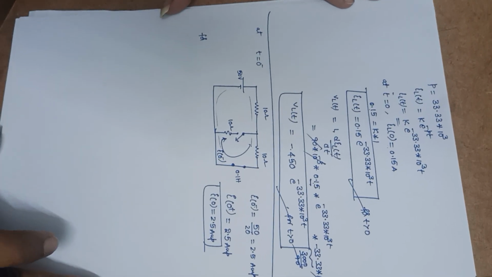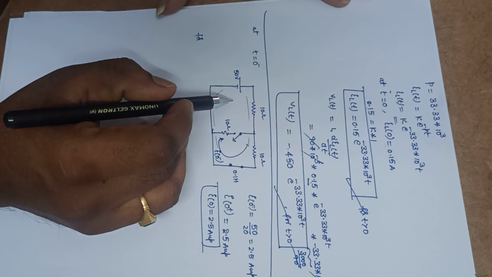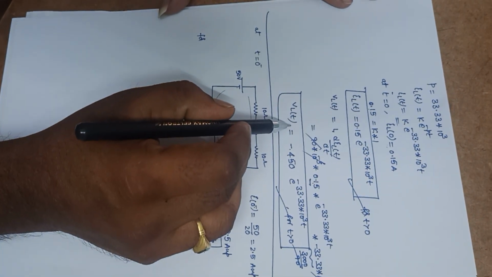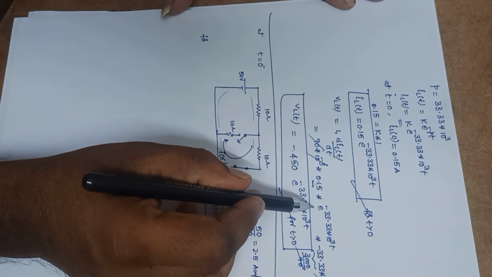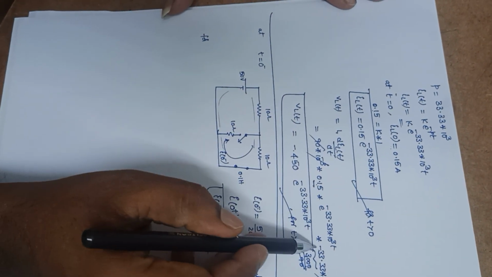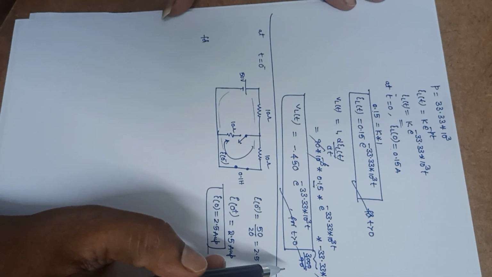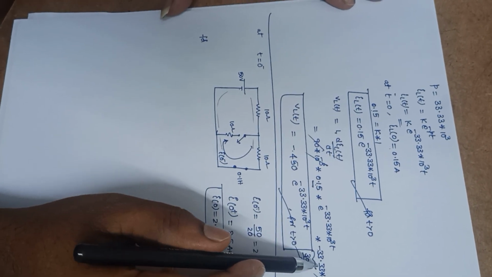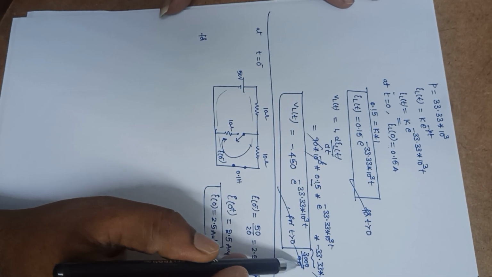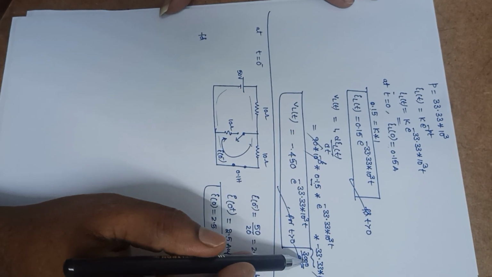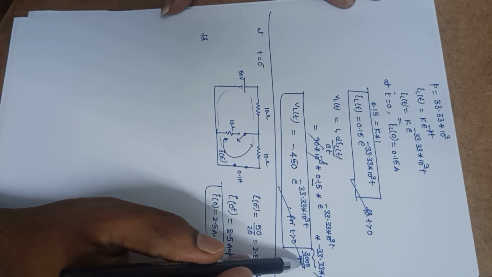Okay. For the last problem, this is the solution. VL of t is equal to 90 into 10 power minus 3 into 0.15 into e power minus something into minus 33.33 into 10 power 3. This minus 33.33 can also be written as 3000 divided by 90.